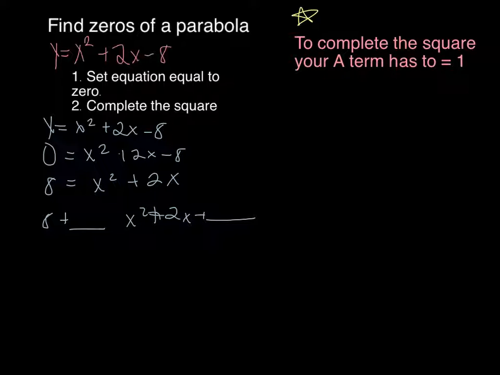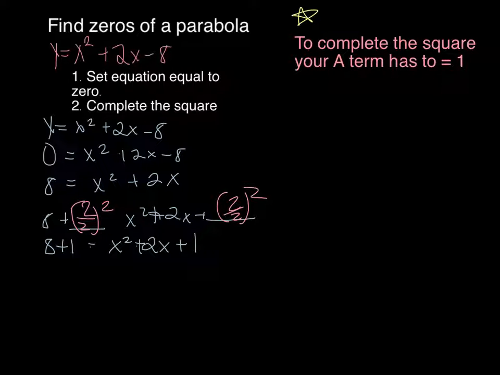After this, we're going to grab the b term, which in this case is 2x, divide it by 2, square it, and add that to both sides. Like this. So after doing that, we get 8 plus 1, because 2 over 2 squared is 1, equals x squared plus 2x plus 1. After this, we want to factor x squared plus 2x plus 1. So we get 9 equals (x plus 1) squared.